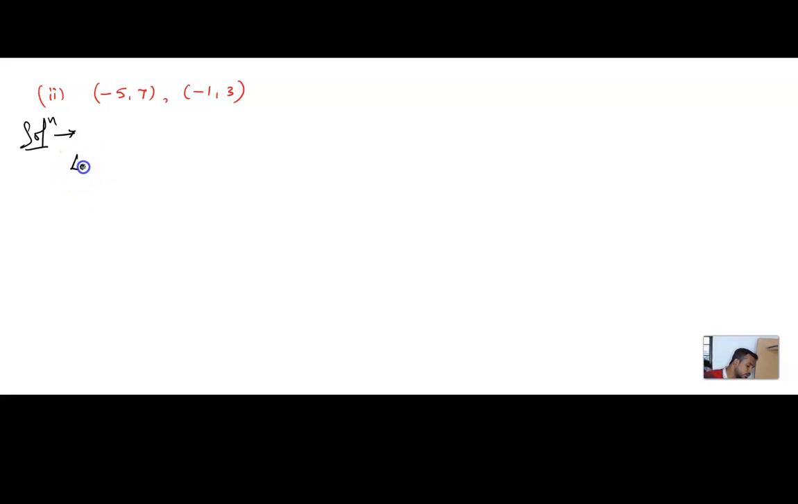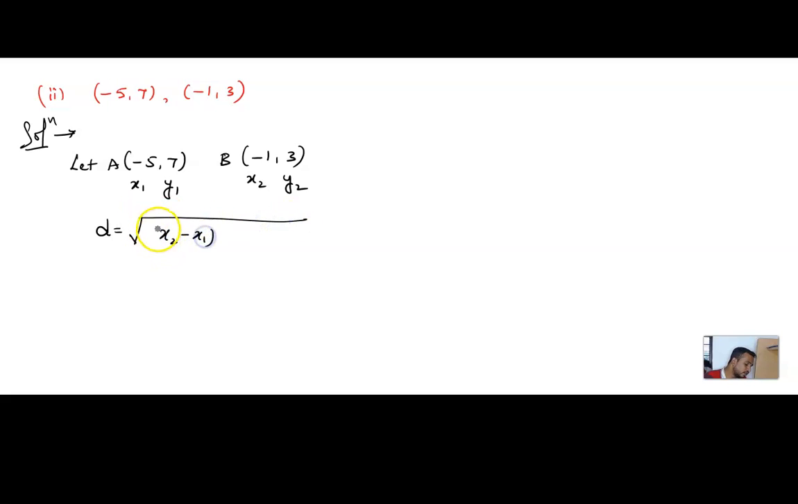So first let us assume this point as A. So let A be the point minus 5 comma 7 and B be the point minus 1 comma 3. Let us say this is x1 and this is y1, this is x2 and this is y2. Remember, the value of x1 is minus 5 and the value of y1 is plus 7. The value of x2 is minus 1, the value of y2 is plus 3. Done? So one time you can write the formula. So what is the distance formula we have? D is equal to root of x2 minus x1 whole square plus y2 minus y1 whole square.